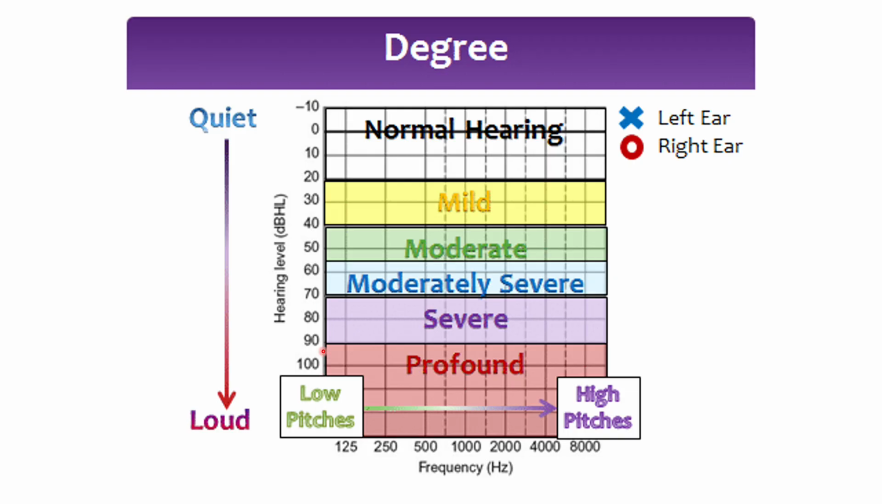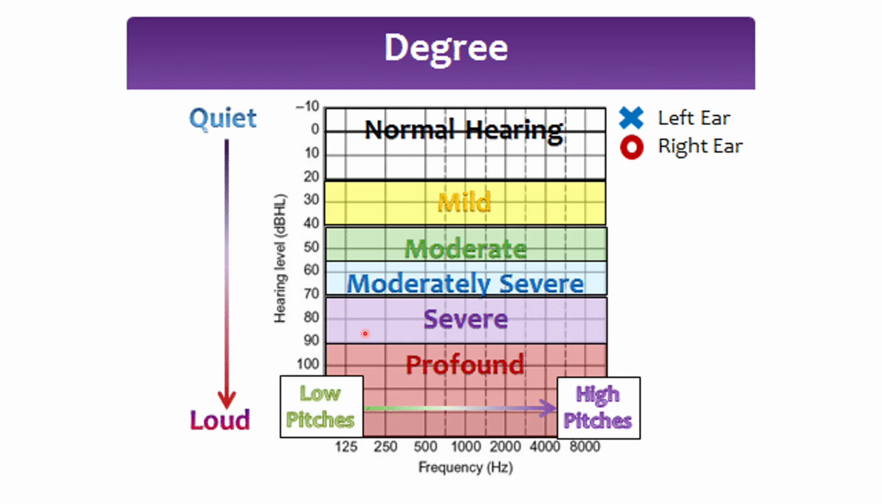Then from 71 to 90 decibels, it is referred to as severe hearing loss, where only very loud speech can be heard. And finally, anything above 91 is referred to as profound hearing loss, where even the loudest sounds may not be heard and cochlear implants may be considered.